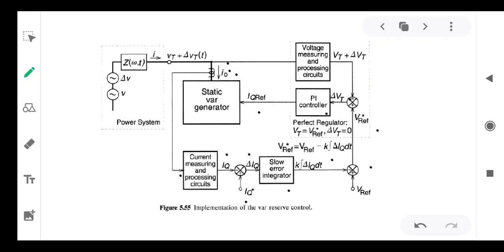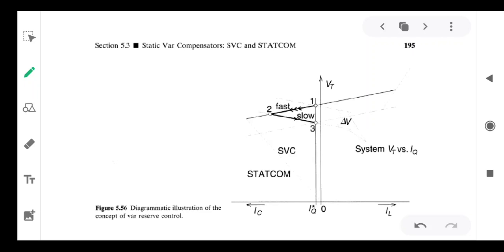So then how is this control circuit useful for VAR reserve control? For that, let me explain the operating points and then come back to the control circuit. Here, this is the VI characteristic of the operation of SVG, in which the y-axis is the VT terminal voltage, and the x-axis is the IL and IC. IL is on the right side, IC is on the left side.